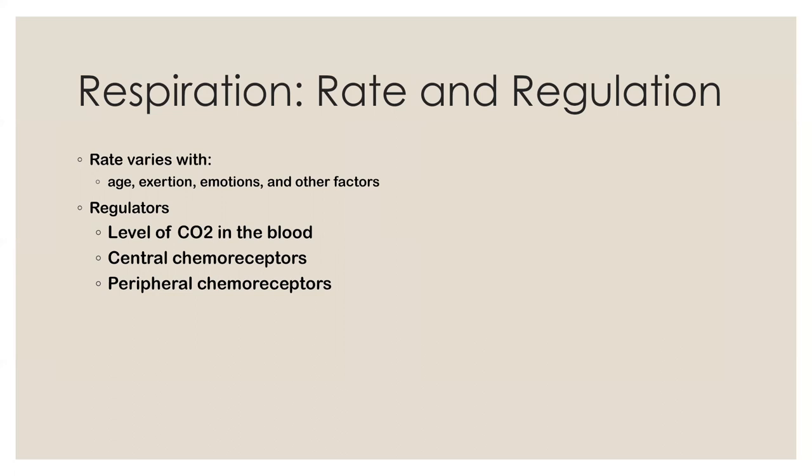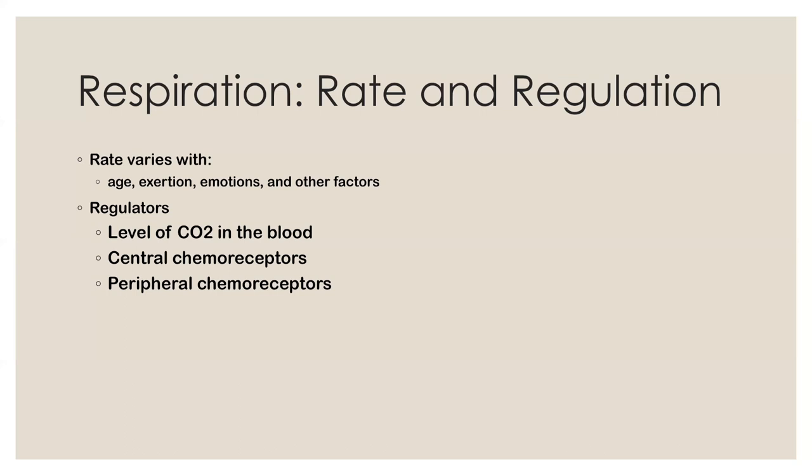And then what are your regulators? What's regulating your breathing? The primary stimulus for breathing is the level of CO2 in your blood. CO2 is toxic to us. So once that gets too high, that's when we start regulating our breathing rate, maybe faster or slower than before. Central chemoreceptors in the body are sensitive to CO2 and hydrogen. Minor increases in either one of those is going to stimulate additional respirations.